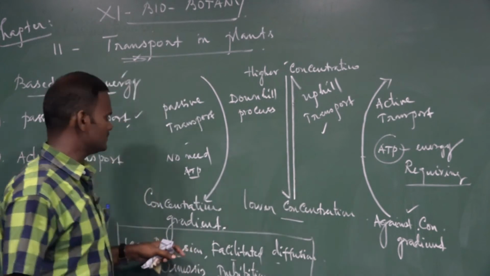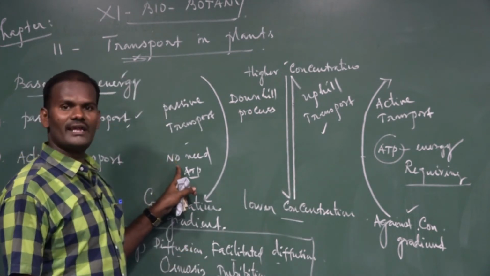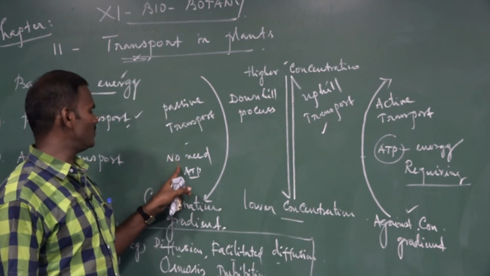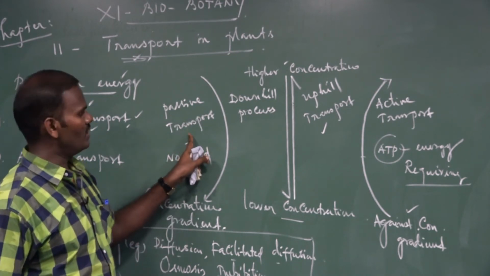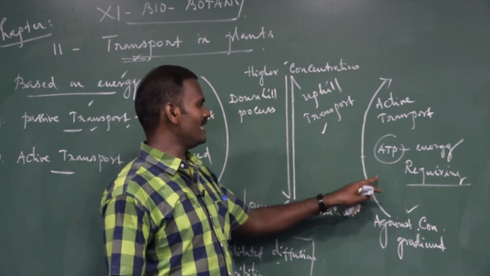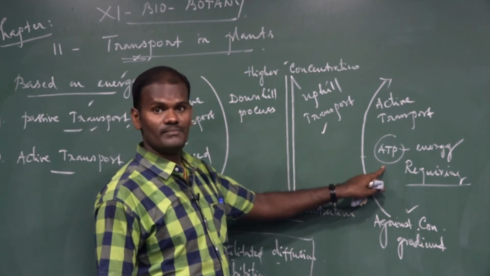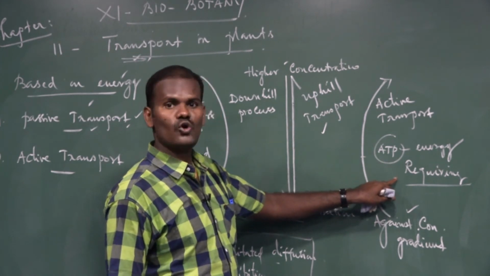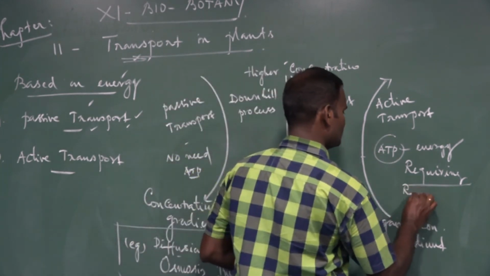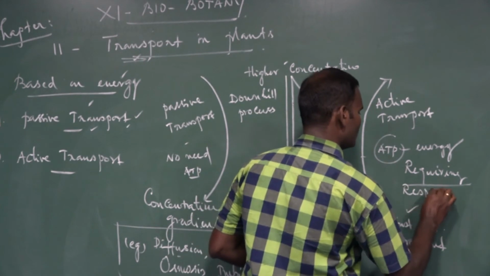Third, no need of energy. Energy expenditure is not essential for passive transport, but in active transport energy expenditure is essential. Such energy is obtained from where? Energy is obtained through respiration.